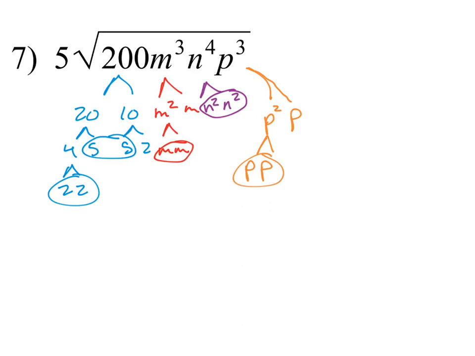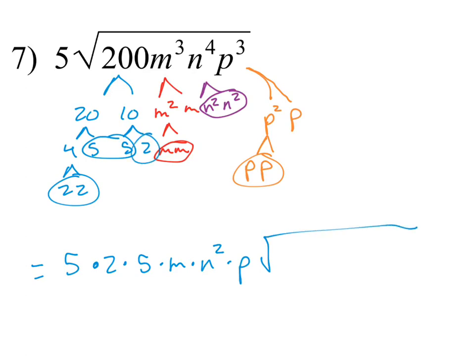And so I'm going to come down here. Originally there was a 5. Make sure you still have the 5 there. And now we're going to times by one of each of these pairs here that we got. And so we got 5 times 2 times 5 times m times n squared times p. And then we got what was left inside here. There's a 2, there's an m, and a p. And so we'll put the 2 times m times p inside.